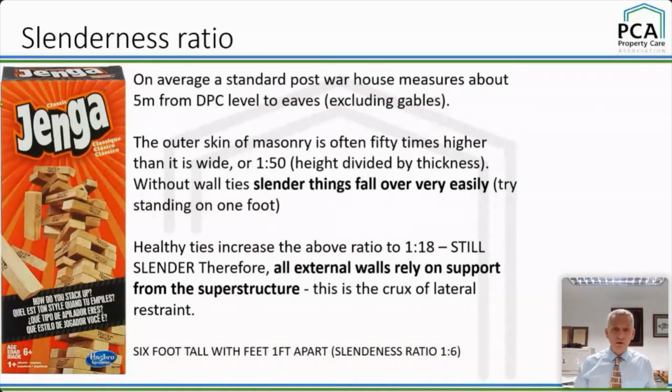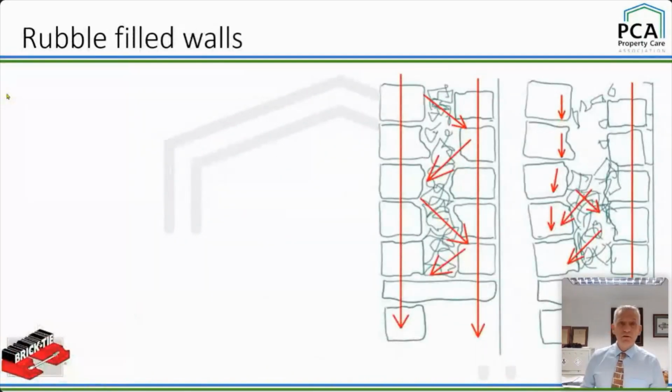So we'll move on now. I just made a pointer there at the bottom that if you're 6 foot tall, and you're standing with your feet a foot apart, your slenderness ratio is only 6 to 1. That's the difference. So here's a couple of little sketches I did on my tablet for you.